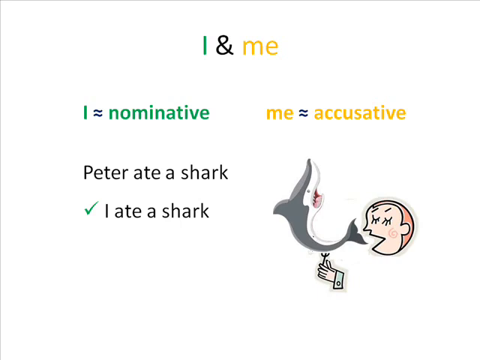For instance, with the sentence, Peter ate a shark, you could make that sentence, I ate a shark. So you know that you should put Peter in the nominative. On the other hand, you would not say, Peter ate I. So you wouldn't put shark in the nominative. I'll come on to what case shark should be in next time.